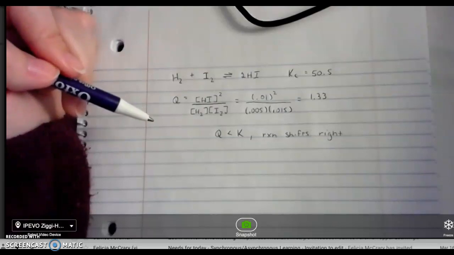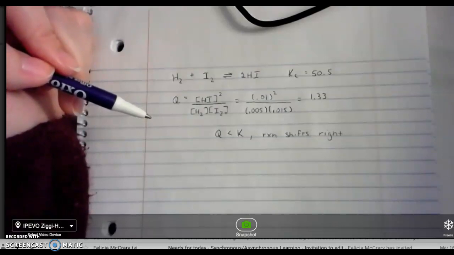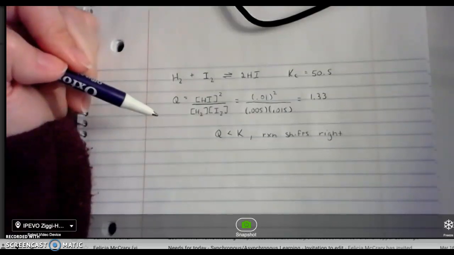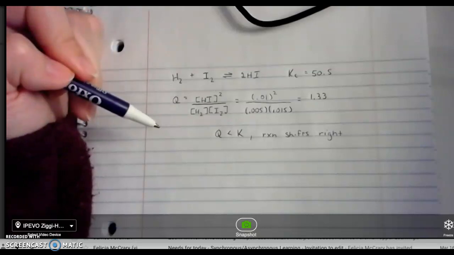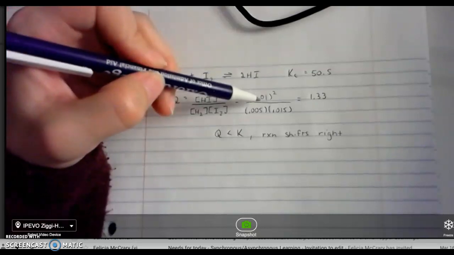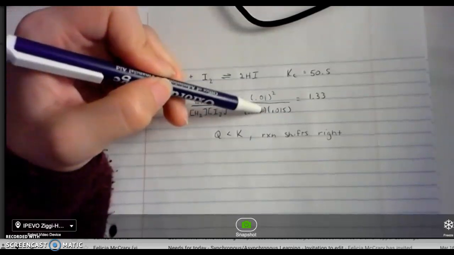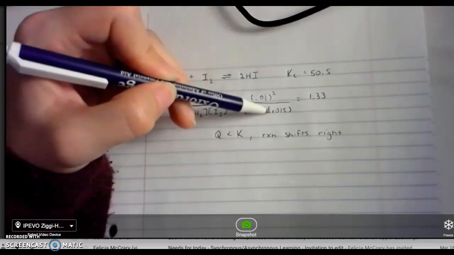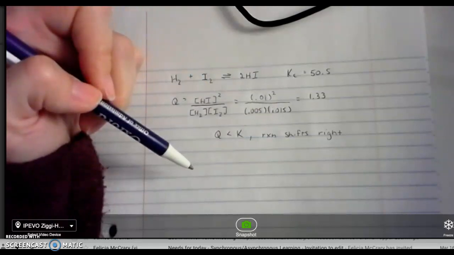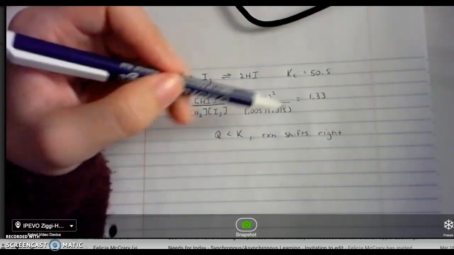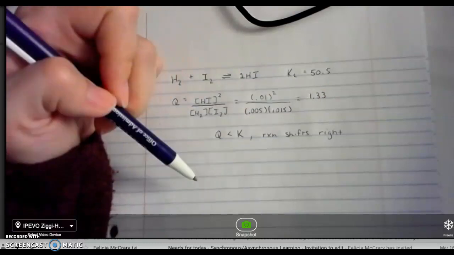Now we have to remember that to get our concentrations, we want to take our number of moles and divide it by the number of liters. So I've divided everything by 2 because we had 2 liters. So our concentrations here are going to be 0.01 to the second power, 0.005 times 0.015. Now when we plug that into this expression, we can see that we get an answer of 1.33.